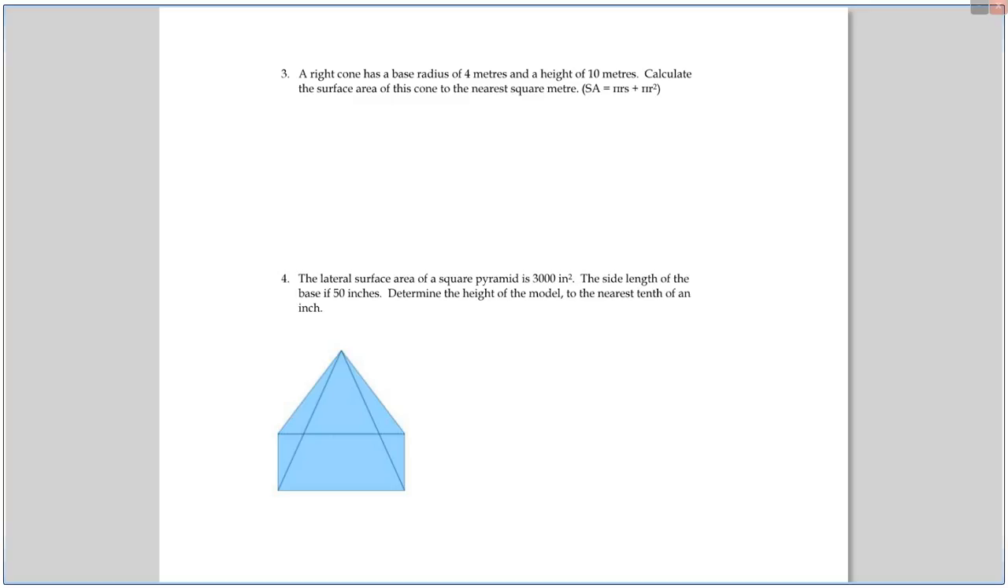Okay, so we're continuing on with surface area of pyramids and cones. This number 3 here is a right cone. In order to draw that, all you've got to do is draw what looks like the beginning of a triangle, and then you just need to sketch in an oval at the bottom, and you'll end up sketching a cone.